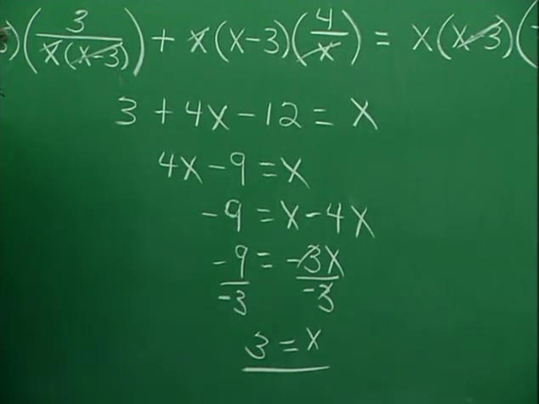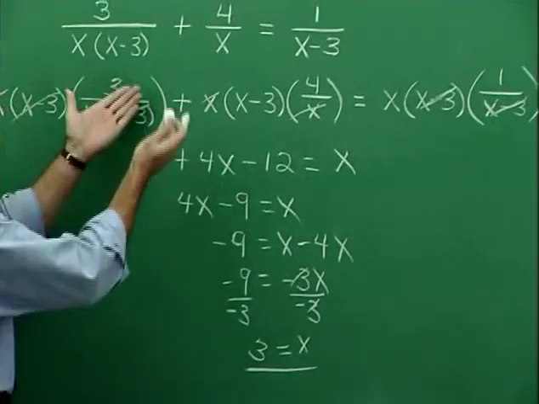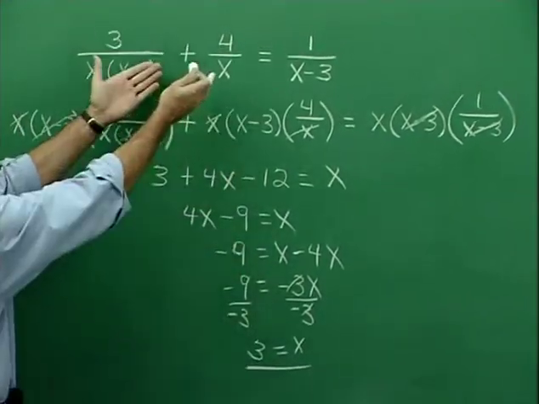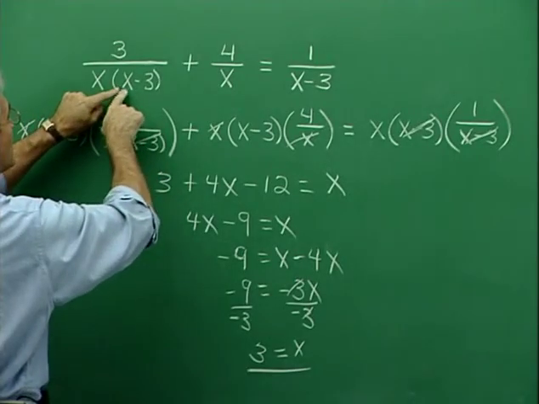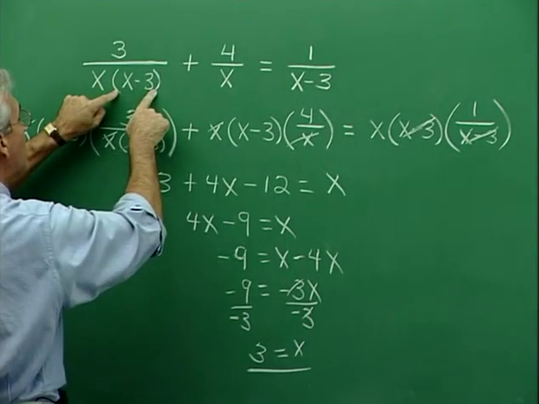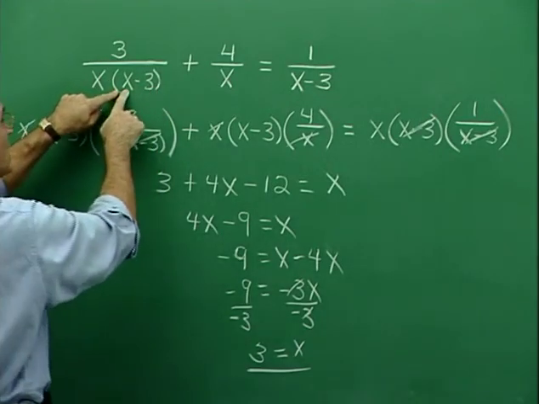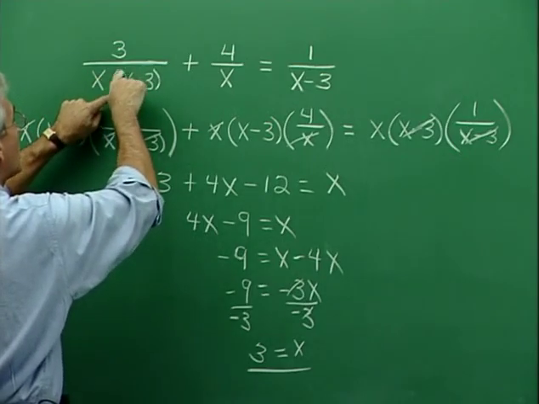Or perhaps I should say it is my candidate as a solution, because I don't know if it's a solution until I check. Now, if x is supposed to be 3 to solve this, let's go back and have a look. Uh-oh. I see here we have a binomial in this denominator, a factor in the denominator, and if we replace x with 3, we have 3 minus 3, 0. Uh-oh, 0 times x, 0.